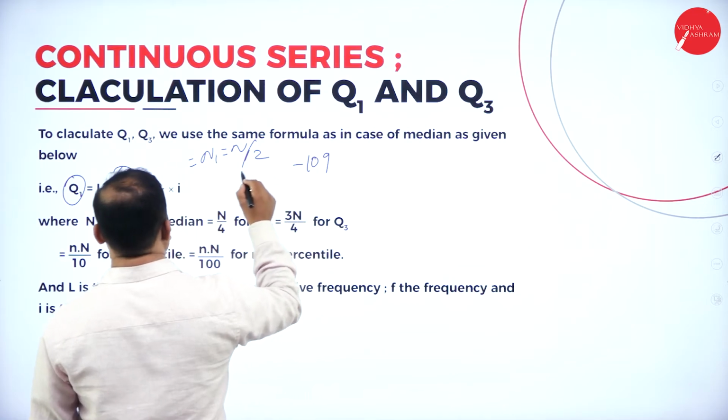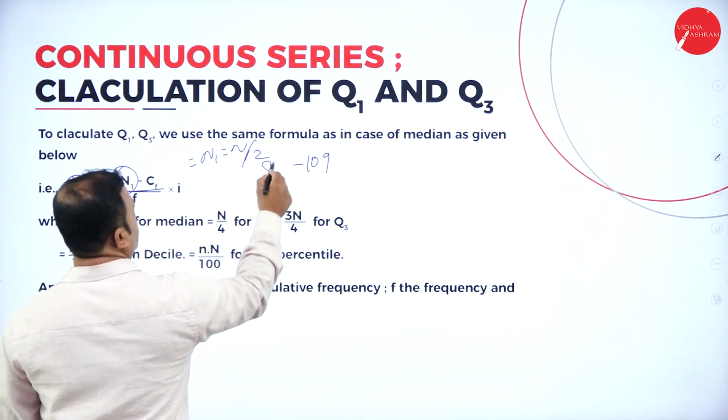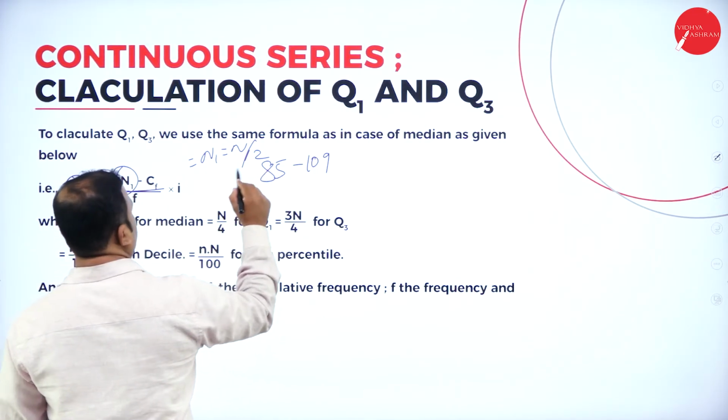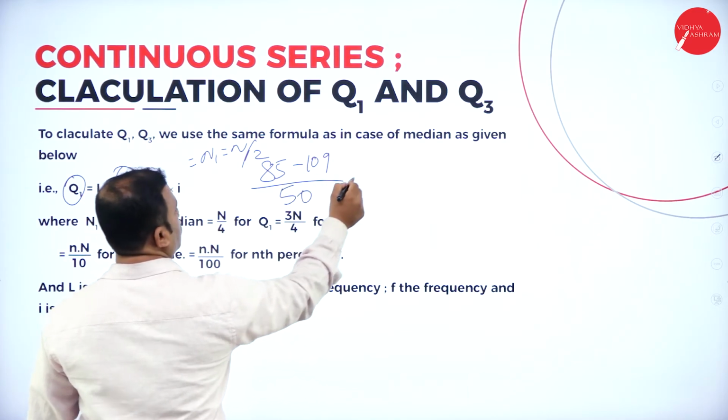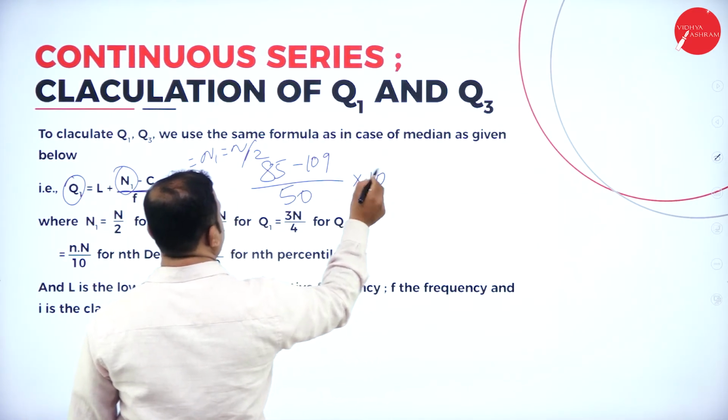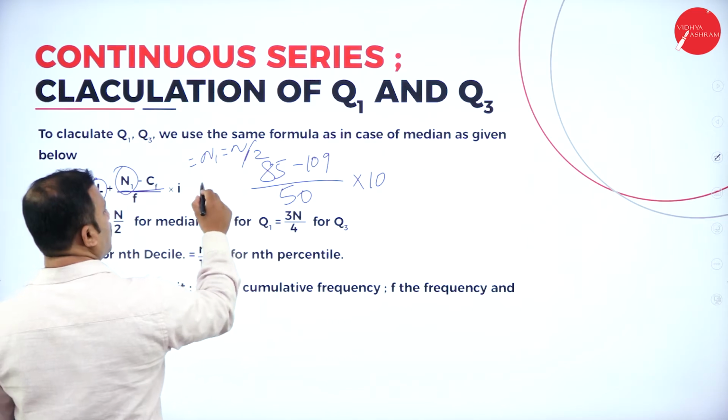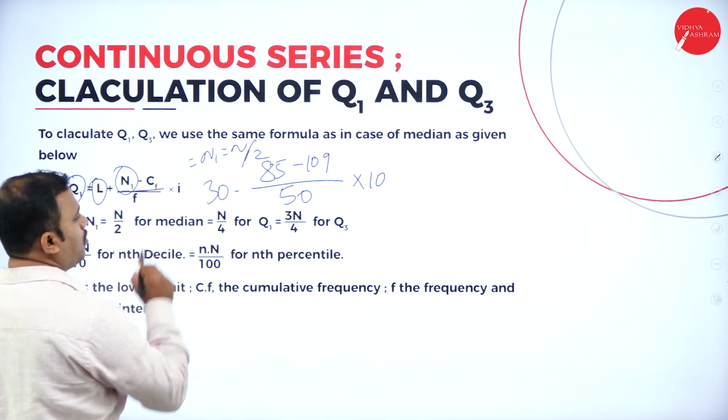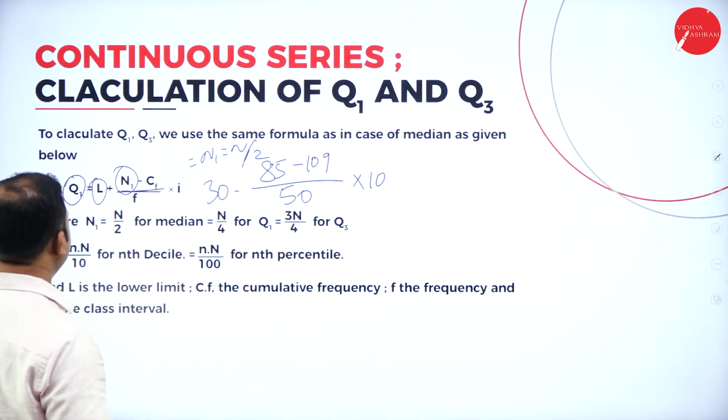109 has to be subtracted from N. What is N? N is equal to 85. What is the frequency? That is 50 into I. What is that interval? That is 10. What is the value of L? That is the lower limit, 30. If I do the same operation, I'll get the value.